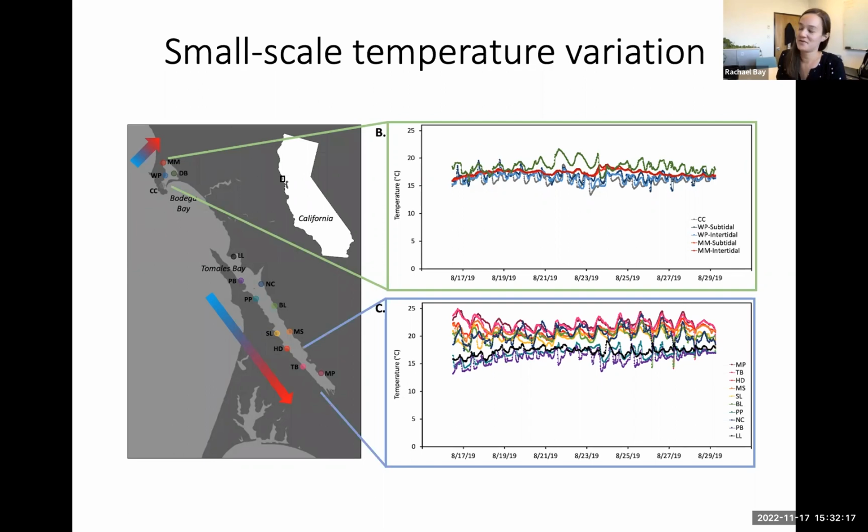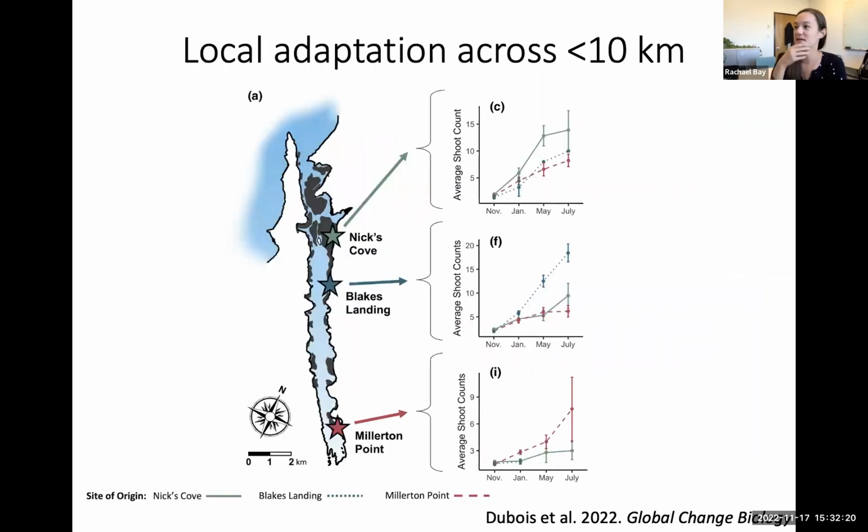And we know from previous work in Jay's lab that there is local adaptation across the bay. This was a reciprocal transplant done across 3 of the sites in Tomales Bay. When you look at shoot count, you see that the home site always has an advantage. So the native individuals always have higher shoot counts. And some follow-up experimental data showed that temperature was at least one of the important drivers of this pattern.